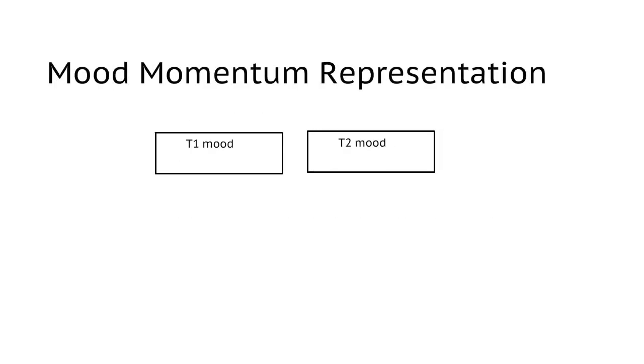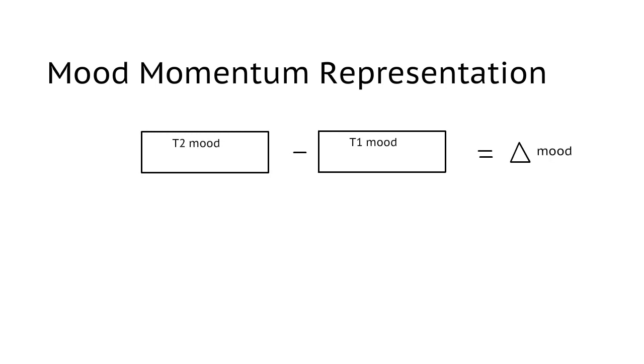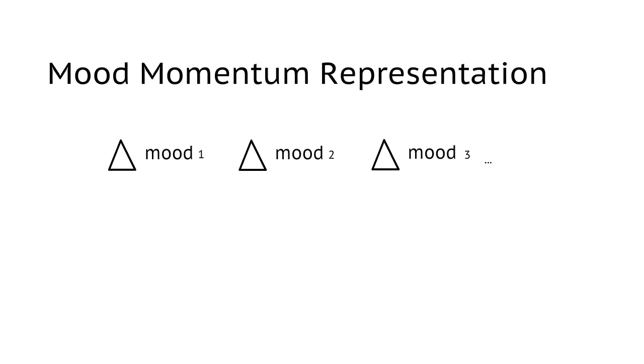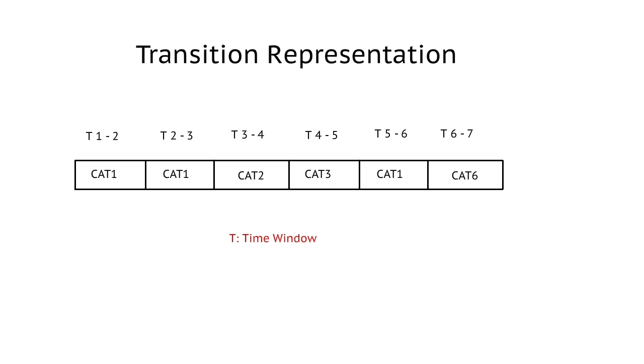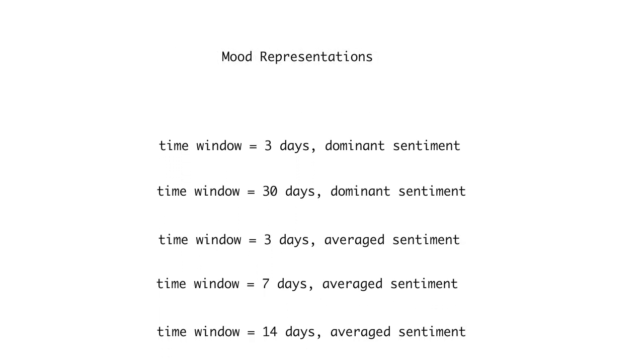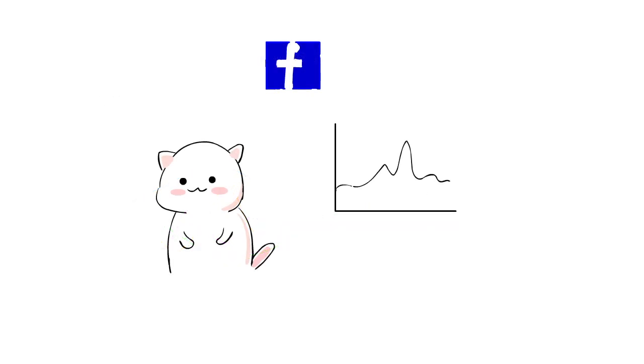Next, we defined a mood momentum representation by computing the changes of mood between 2 time windows. We also defined a mood representation to represent the transition of mood states. We use categories to represent the transitions. For example, in a daily mood representation, transferring from a negative day to a positive day is represented as category 1. Transferring from a silent day to a negative day is represented as category 2. We have 16 categories in total for these mood representations. By combining mood representations with different constructions, we build a mood profile for Alex.